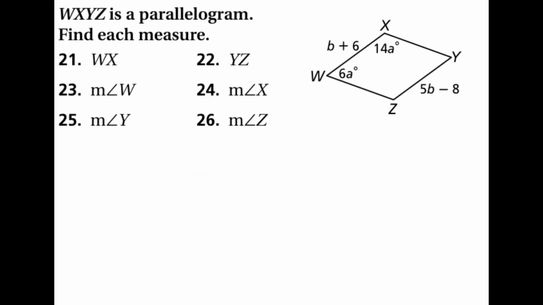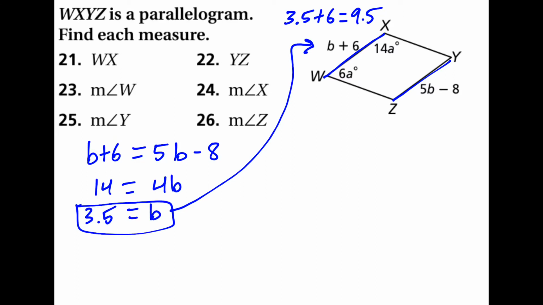For 21, in this parallelogram, WX is congruent to ZY. So we can set up the equation as b plus 6 is equal to 5b minus 8. So once we solve for b and get 3.5, we plug that back into WX, and we get 9.5 as our final answer.